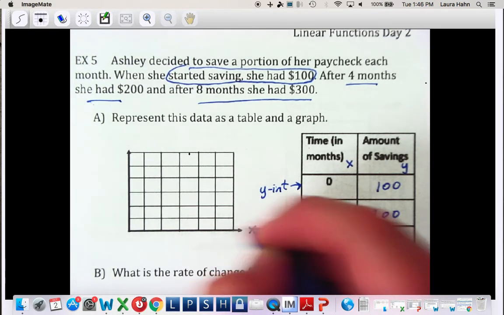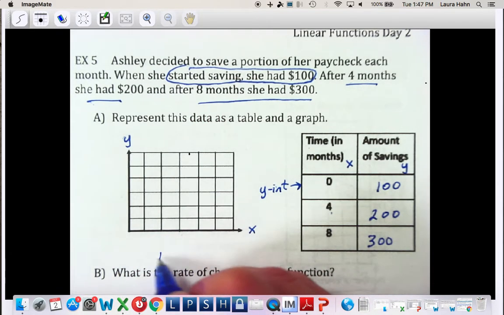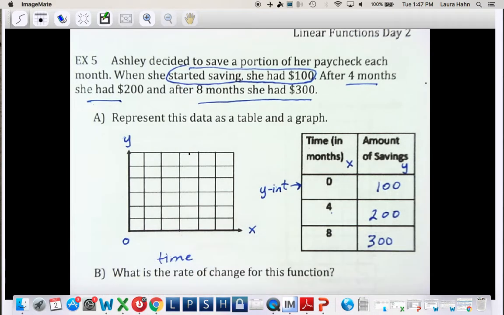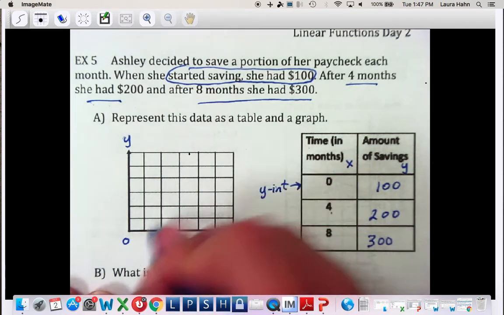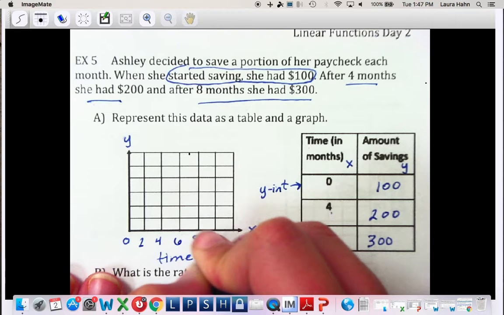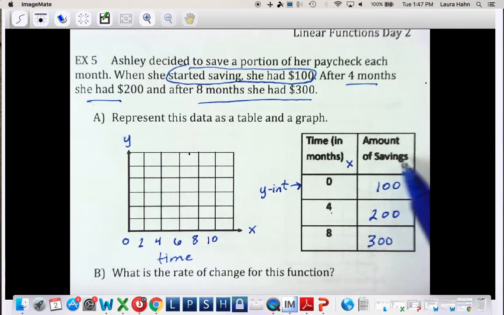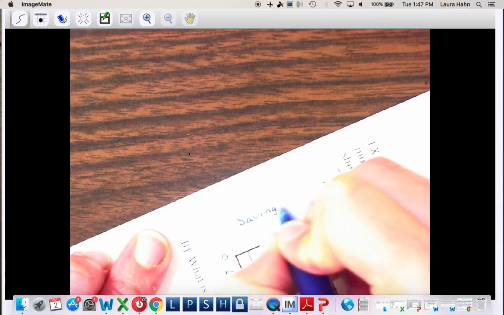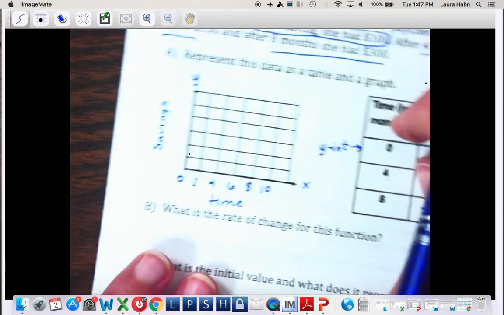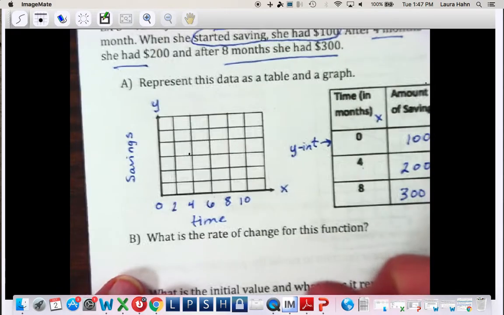Okay, so here's my x-axis, here's the y-axis. My x-axis is time in this story. We need to make sure we start at 0. And looking at these numbers, I'm going to go ahead and count by 2's. My y-axis in this story is talking about her savings, so I'm going to go ahead and label this as savings. And if I look at my numbers, 100, 200, 300, a good thing to count by would either be 100s or maybe even 50s. I'm going to go ahead and count by 50s.